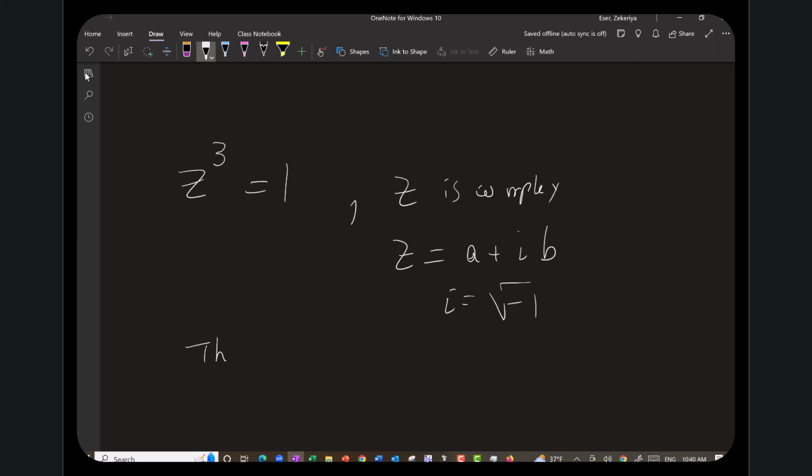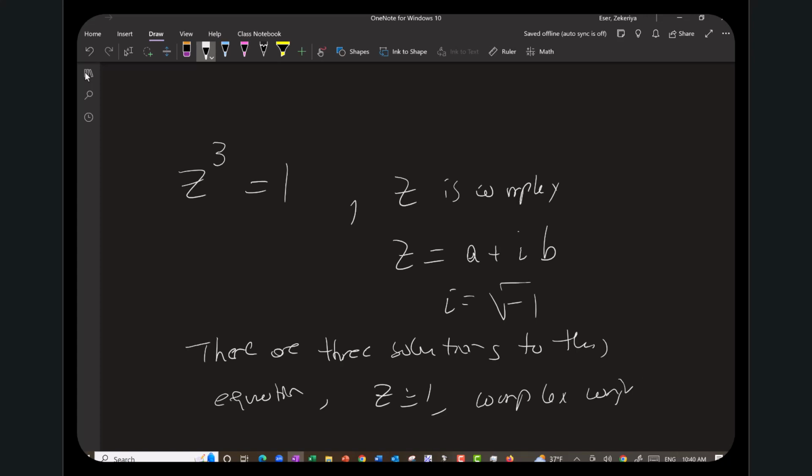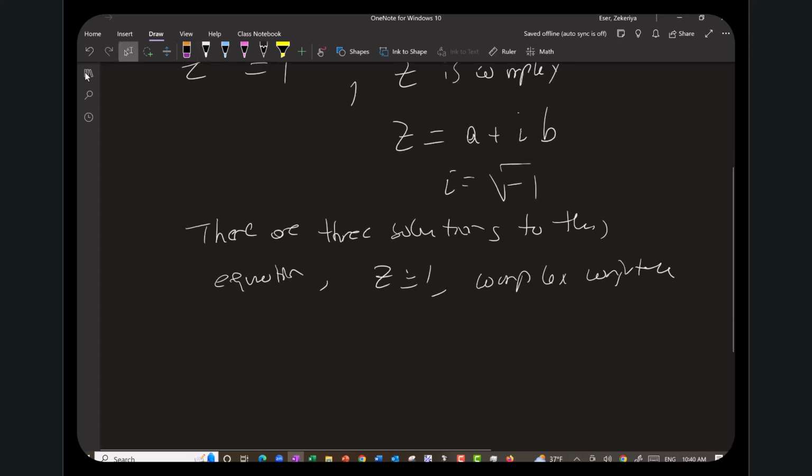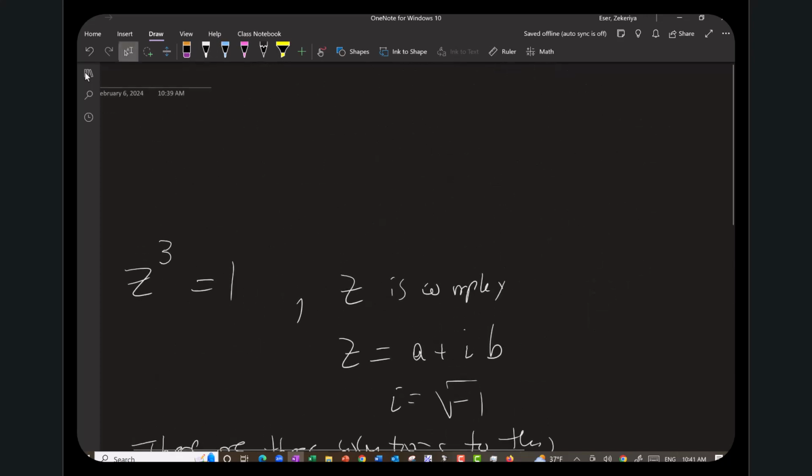There are 3 solutions to this equation. One of them z equals 1, and the other 2 are complex conjugates. I don't remember the exact number, but let's call that z1. z2 equals a plus ib. z3 equals a minus ib. So if you know what a and b are, those are the solutions. That's fine. In general, when you have equations like that, there's a little method called Newton's method.